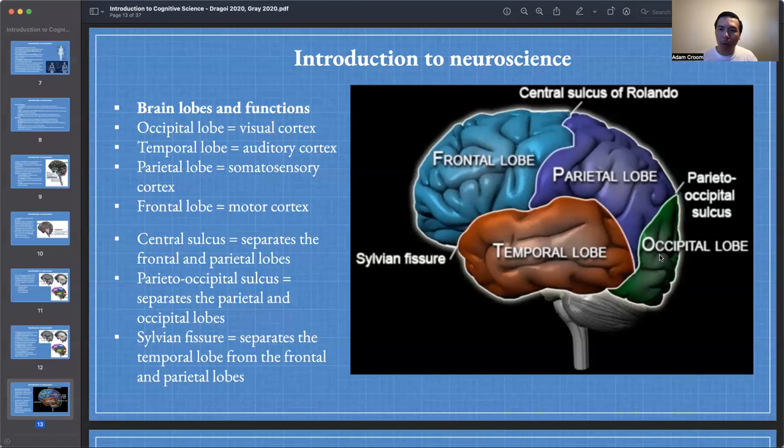The parietal lobe, as we see right here, is important for somatosensory information, right? We'll see that there's a somatotopic map of the hand, foot, mouth, and whatnot in this area, okay? And then the frontal lobe right here is important for motor actions, okay? And we see that the motor cortex is here.